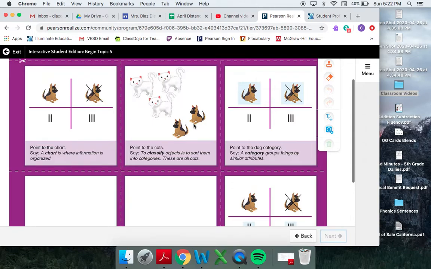Okay, to classify objects means that we're just sorting them. So here we could be sorting by animal type, here we could be sorting by color. We need to be able to classify objects by putting them into the groups that they belong. Here is that word category, and a category is just a group of things, and when they have similar attributes, they go in the same group. So again, things that look alike, things that don't.